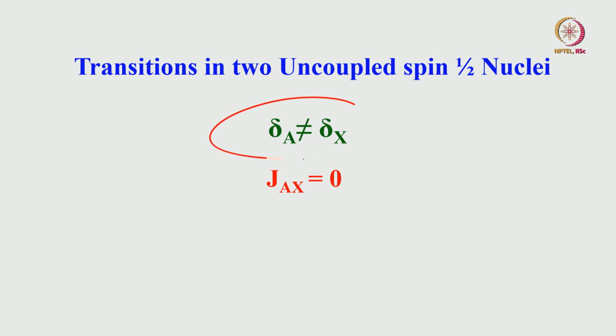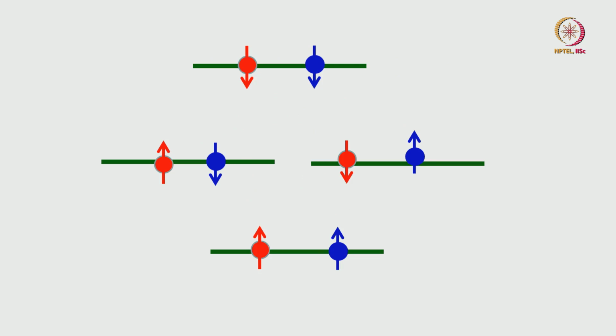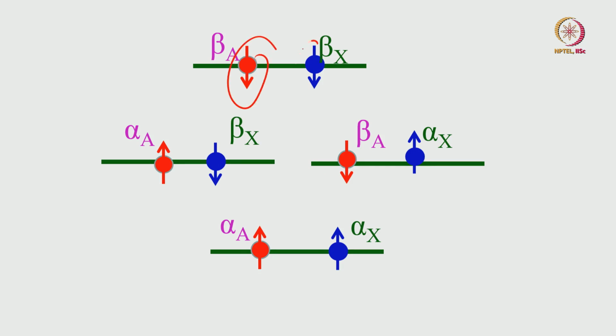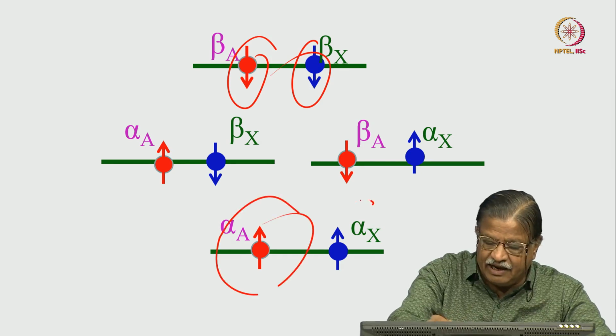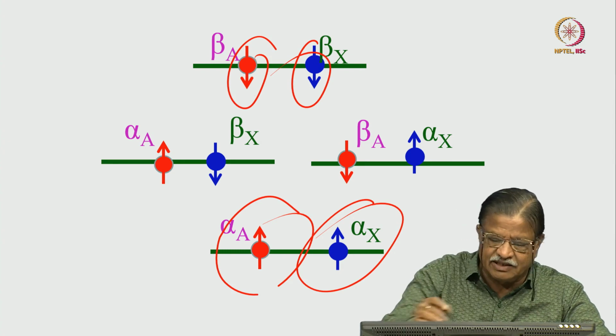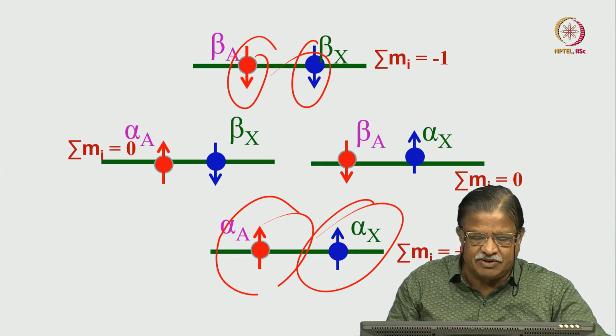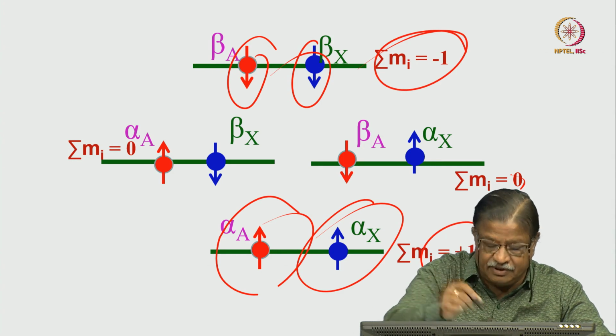nuclei. Of course, chemical shifts are different. Delta A is not equal to delta X and coupling I made it 0. This is my condition I have put to understand the transitions that we see in uncoupled spin half nuclei. Of course, we worked out beta A and beta X, the two spins with orientations minus of plus, and alpha A and alpha X, plus of minus. The magnetic quantum number is Fz, mzA plus mzX, which you worked out: minus 1, plus 1, 0, 0.